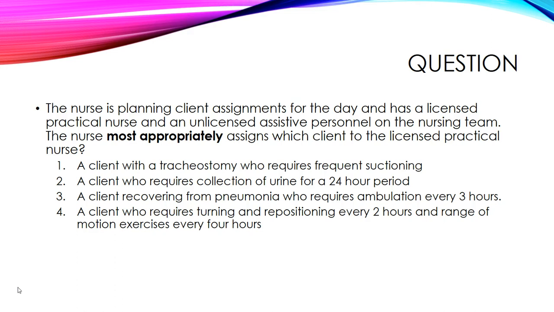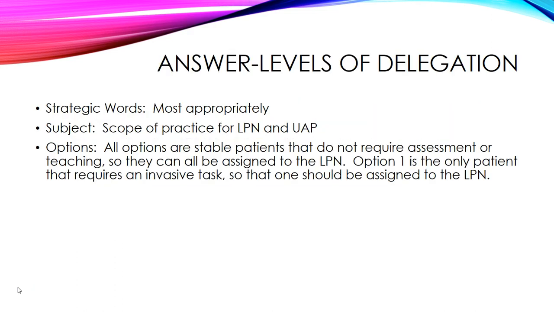So the way you determine this, even though all of them could go to the LPN, you need to determine actually which ones would have to go to the unlicensed assistive personnel first, and then determine which one could not be given to the unlicensed assistive personnel. And you see that one's different from the other answers, and that's how you separate that out and decide that. So again, your strategic word was most appropriate. The subject of this is knowing the scope of practice for your LPNs and your unlicensed assistive personnel.